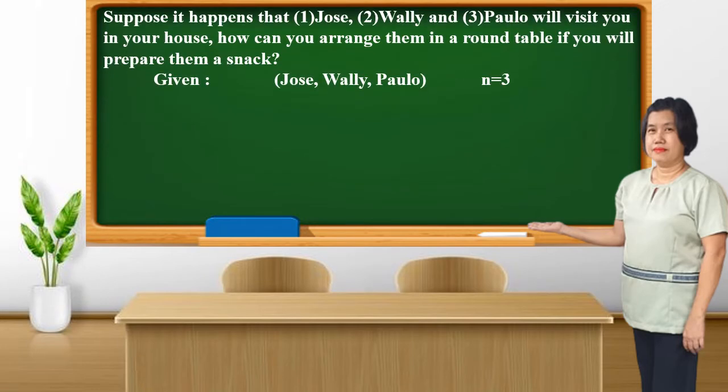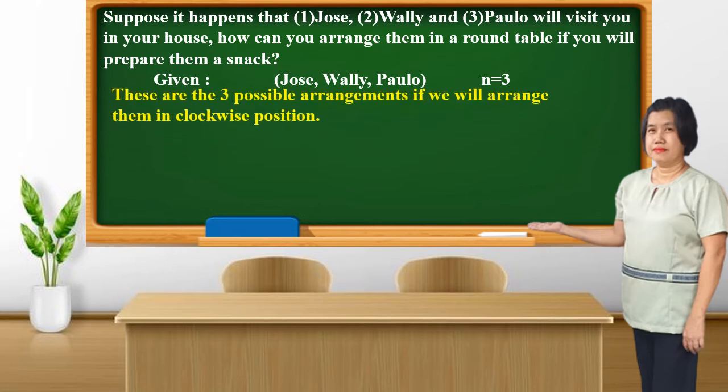Suppose it happens that Jose, Wally, and Paulo will visit you in your house. How can you arrange them in a round table if you will prepare them a snack? The given here is Jose, Wally, and Paulo, which is the number of objects, so n is equal to 3. Let's have the possible arrangements. These are the 3 possible arrangements if we will arrange them in a clockwise position. This is the circular table.